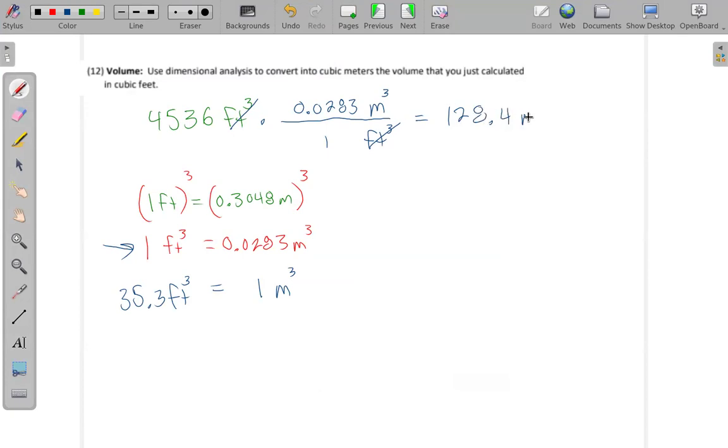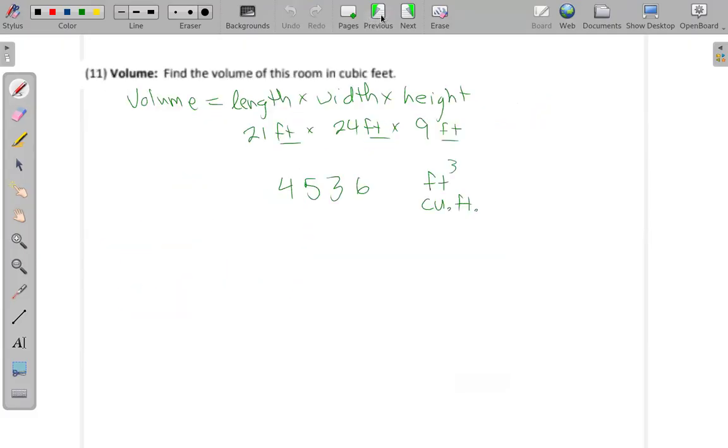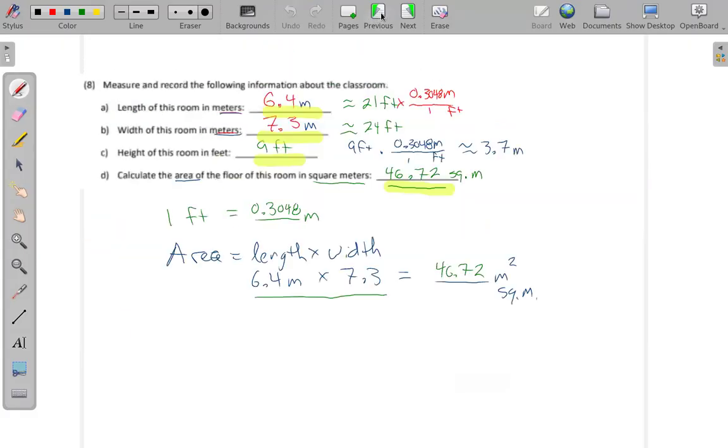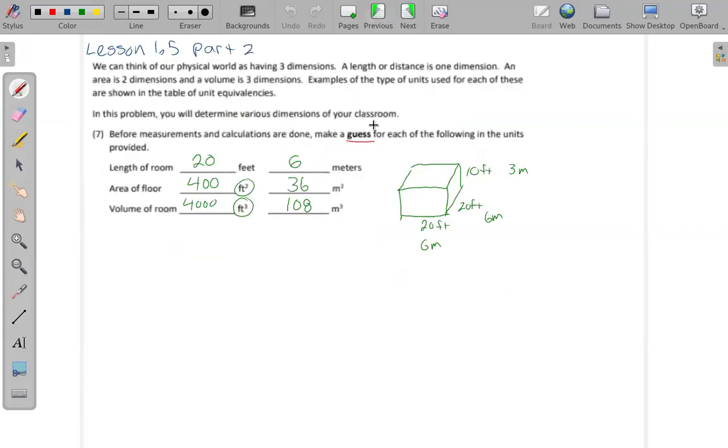And that would be cubic meters. Now, how am I going to check that? Well, we did conversions back here of individual feet and individual meters. So I can check that by just multiplying my 6.4, 7.3, and 3.7. Now, previously, I was guessing it was 6 by 6 by 3, or 108.